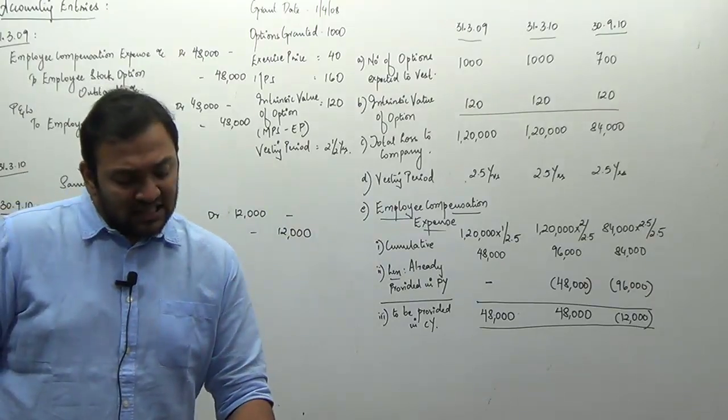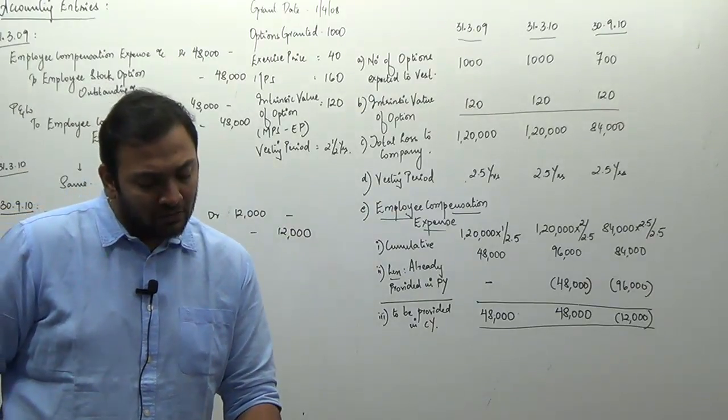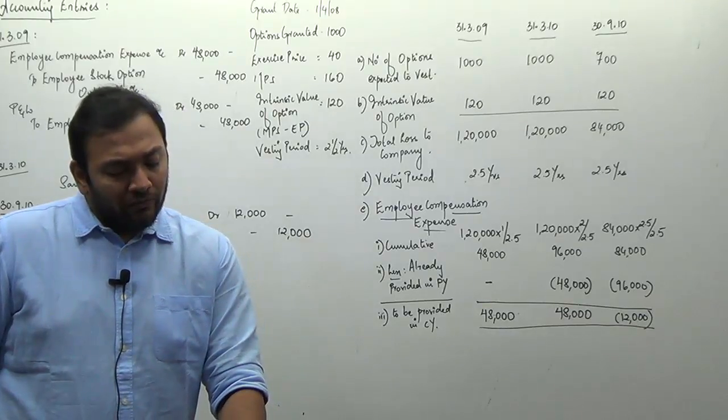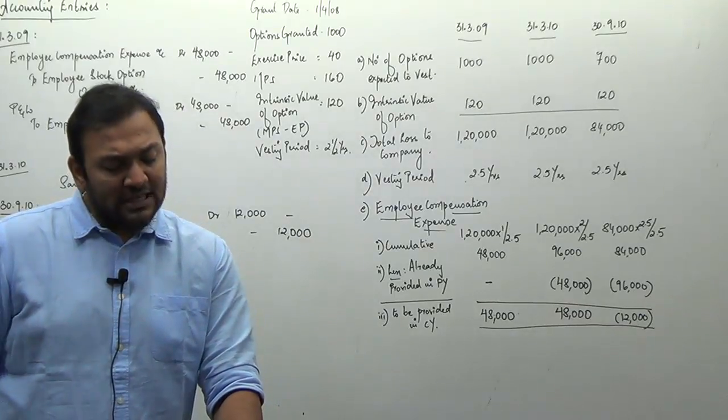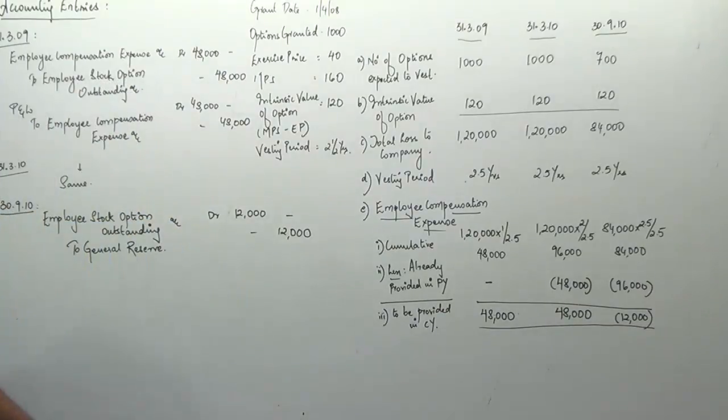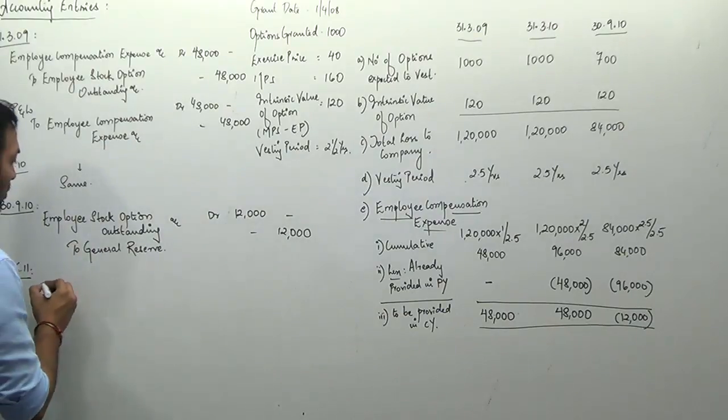Finally, come to the exercise entry. 600 options were exercised on 30-6-2011. 100 unvested options and 100 vested options lapsed at the end of the exercise period. How many options actually vested? 700. But on 30-6-2011, only 600 options were exercised. Let's go for the entry now.